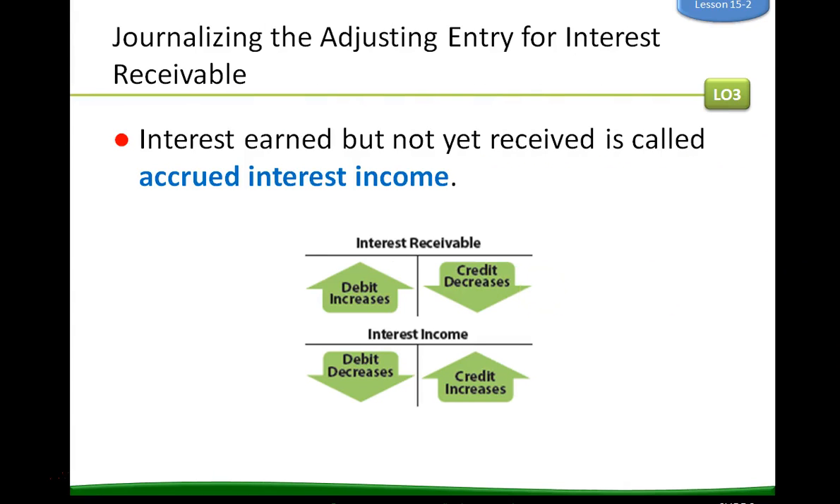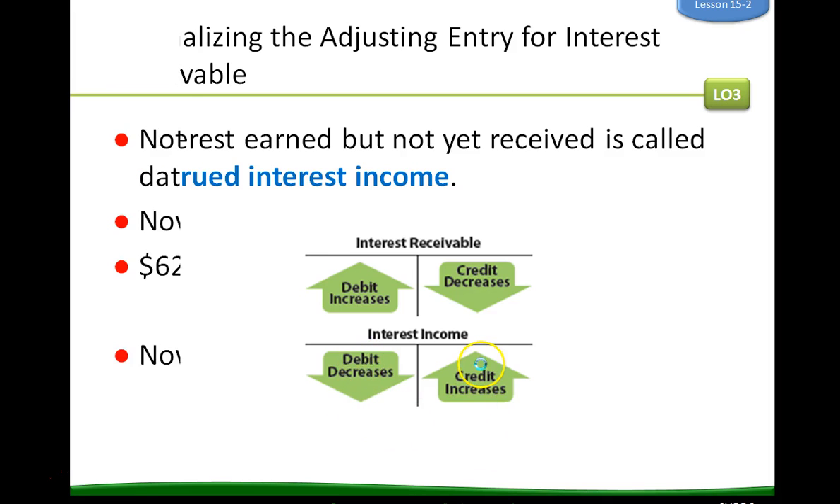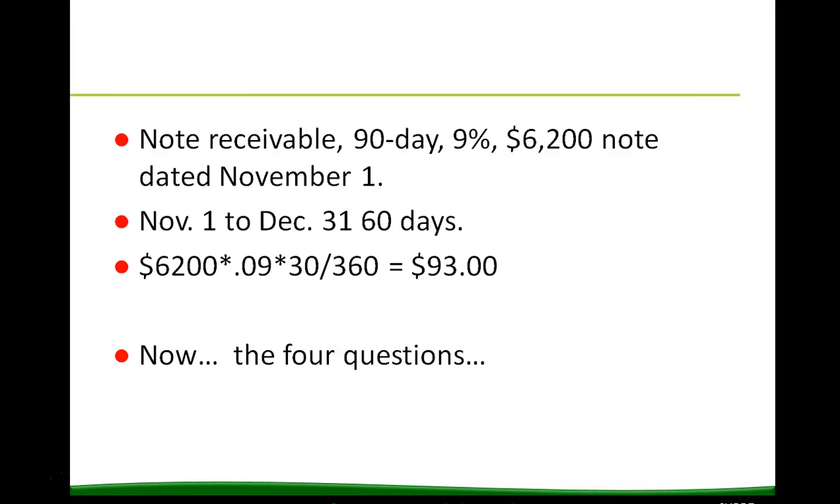We need to open up the slide. Interest earned but not yet received is called accrued interest income. Interest receivable: debit increases, credit decreases. Interest income: debit decreases, credit increases. So a note receivable, 90-day, 9%, a $6,200 note. It's dated November 1st. If we're doing our ending balance December 31st, November 1st to December 31st is 60 days. November to November 30th is 30 days, and then the 1st to the 31st, another 30 days. And we have 60 days total.